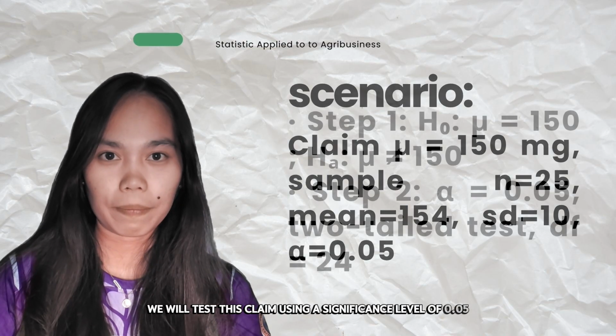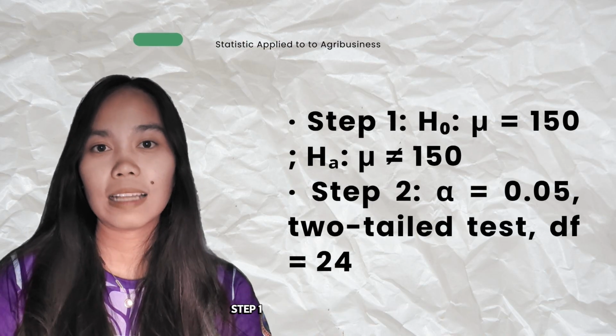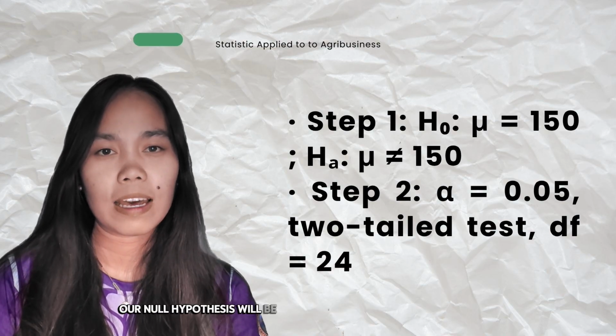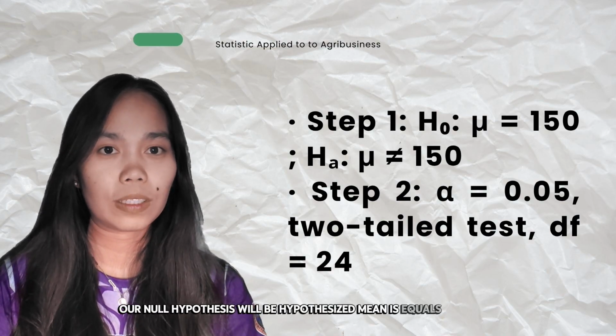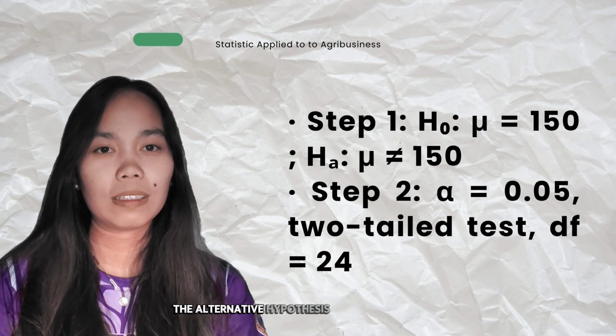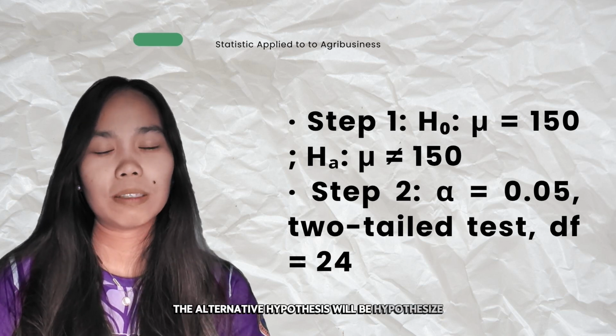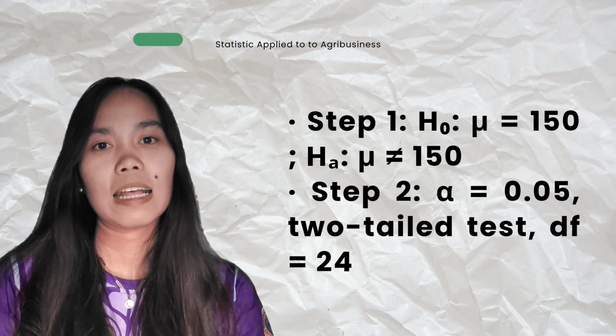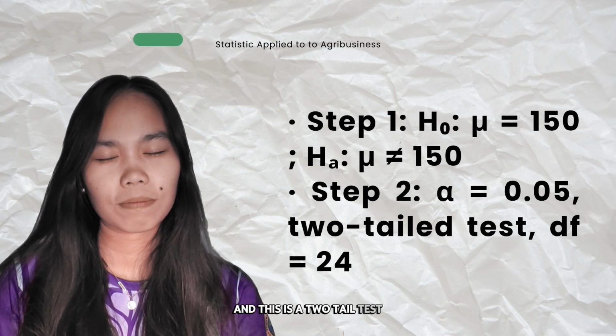0.05. Step 1. State the hypothesis. Our null hypothesis will be hypothesized mean is equal to 150 milligrams. The alternative hypothesis will be hypothesized mean is not equal to 150 milligrams. And this is a two-tailed test.